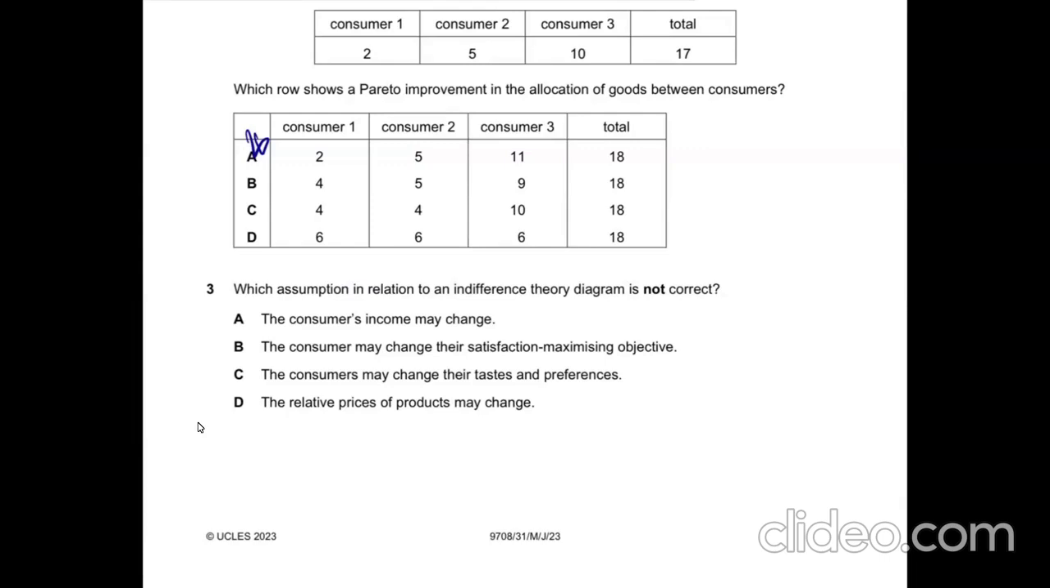Question 3. Which assumption in relation to an indifference theory diagram is not correct? Indifference theory can be understood both by income and substitution effect. And yes, it assumes that consumers' income may change so that they are willing to find cheaper products. So A is correct. B, the consumer may change their satisfaction maximizing objective. That's definitely not true, since we assume that an economic individual always wishes to maximize their utility. So I guess that's the answer.